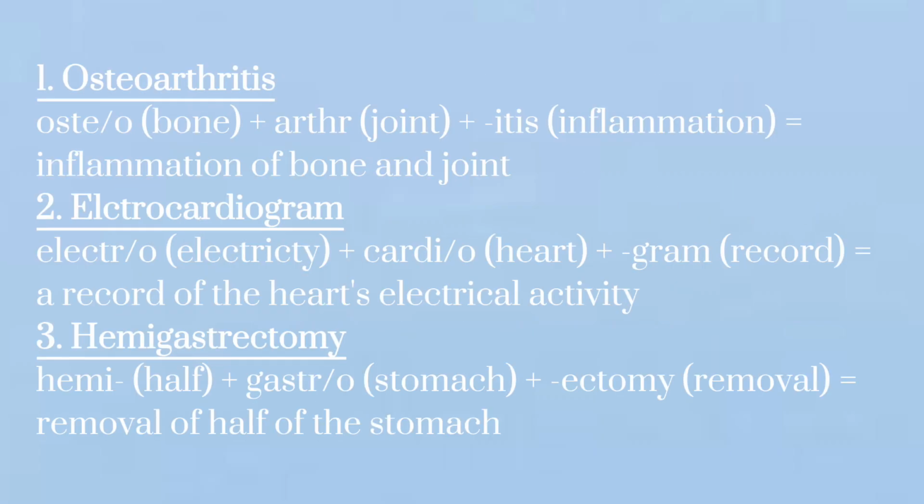1. Osteoarthritis. Oste means bone, arth means joint, and itis means inflammation. So osteoarthritis means bone joint inflammation. 2. Electrocardiogram. Electro means electricity, cardio means heart, and gram means record. So an electrocardiogram is the record of the heart's electrical activity. 3. Hemigastrectomy. Hemi means half, gastr means stomach, and ectomy means removal. So it is the removal of half of the stomach.